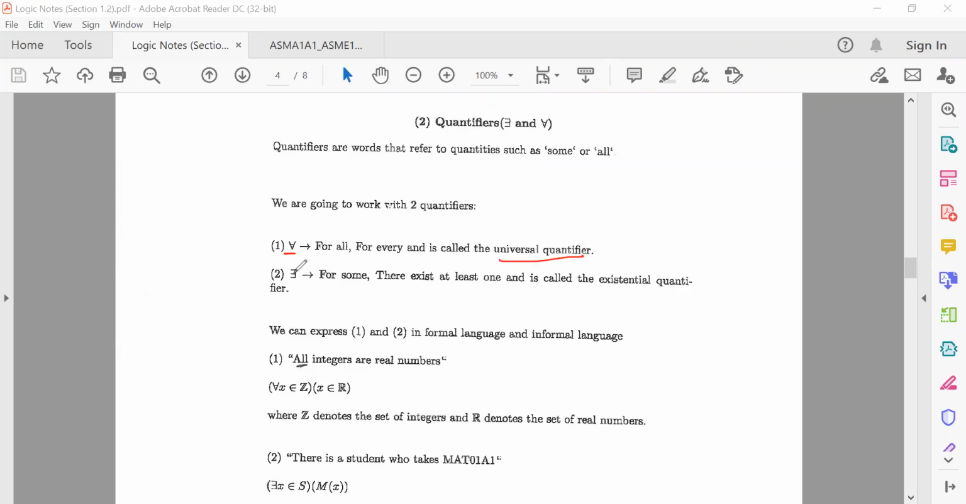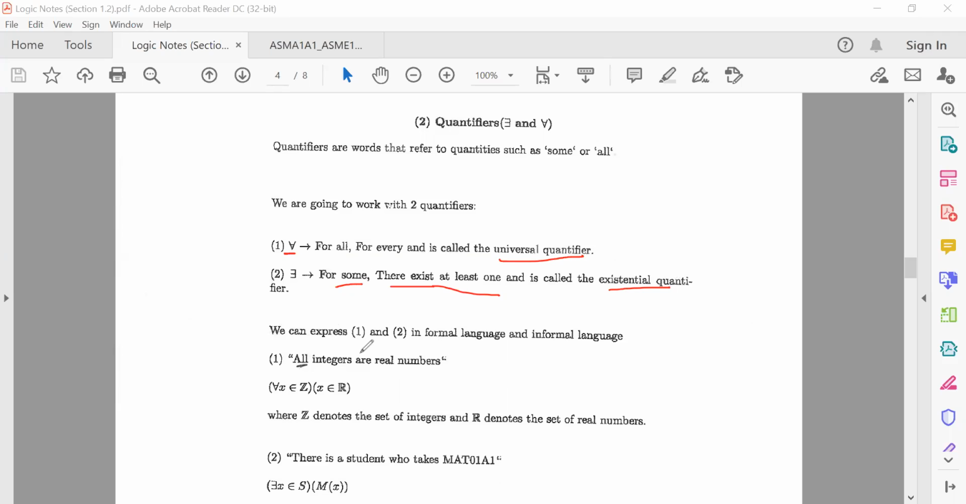Now this E that is facing the wrong direction, the opposite direction, is for some, or we say there exists at least one. All right, we call this existential quantifier. So for some, so we're looking at the subset of a bigger set. All right, so for some, or there exists at least one. All right, so we call that existential.